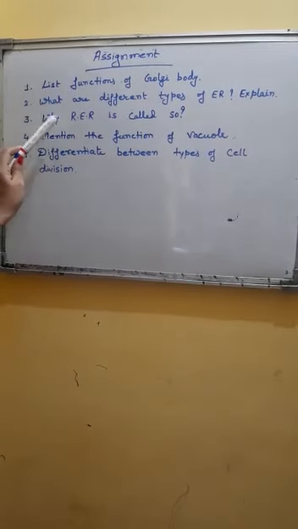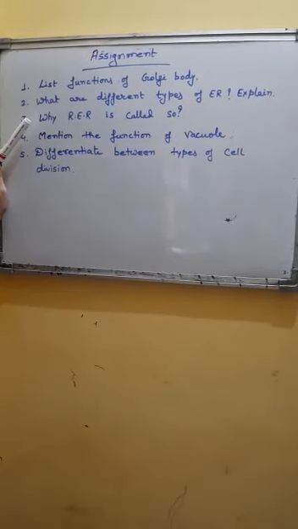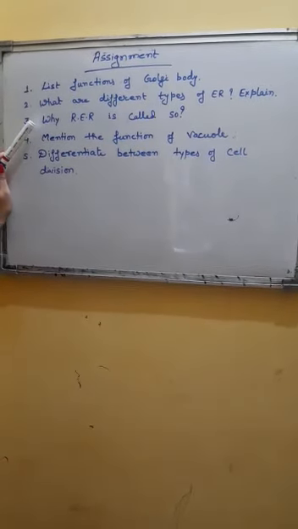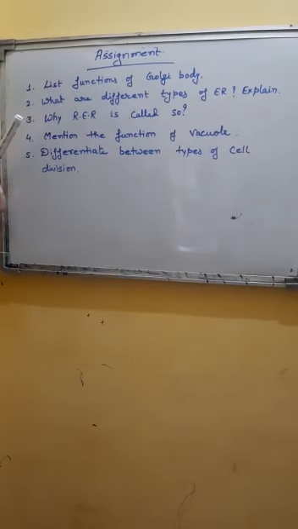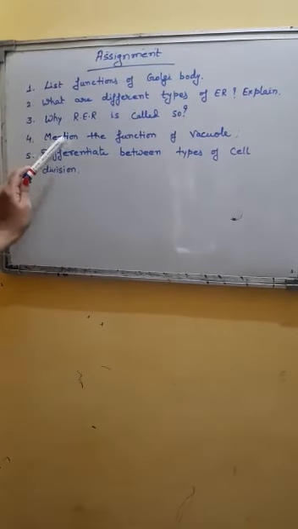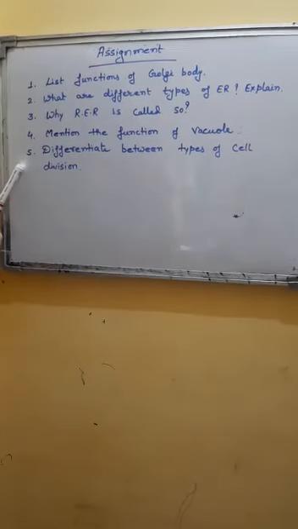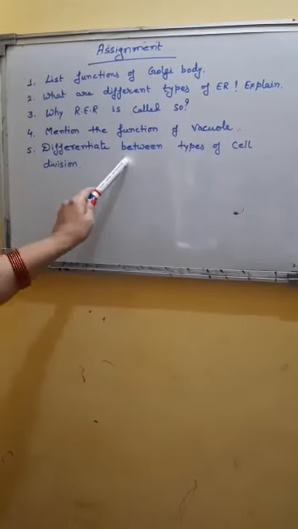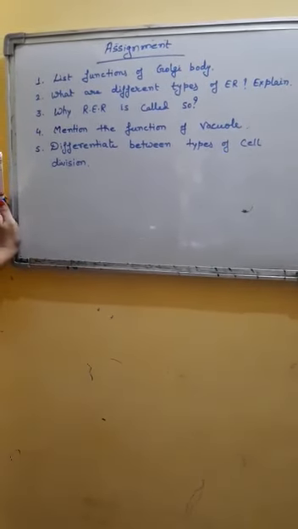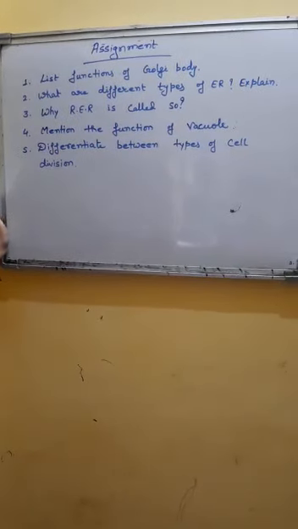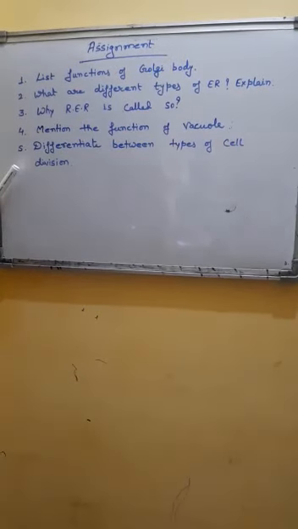Third question, why is RER called so? So first you will expand the term RER and then you will tell why it is called so. What is its speciality, that's why it is named this. In the fourth, you have to mention the functions of vacuoles. You will write it point-wise. And in the fifth question, you have to differentiate between the types of cell division. You have studied about different types of cell division. So, make a column and differentiate between all the types of cell division point-wise.